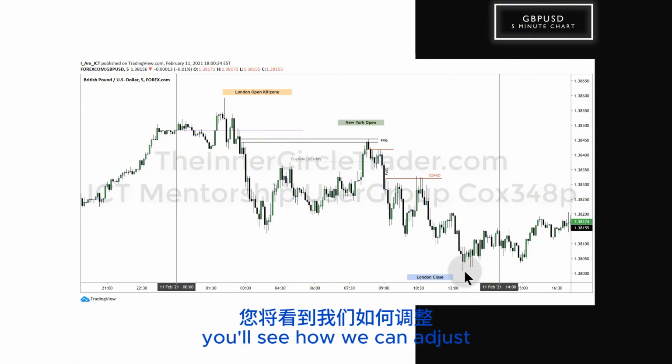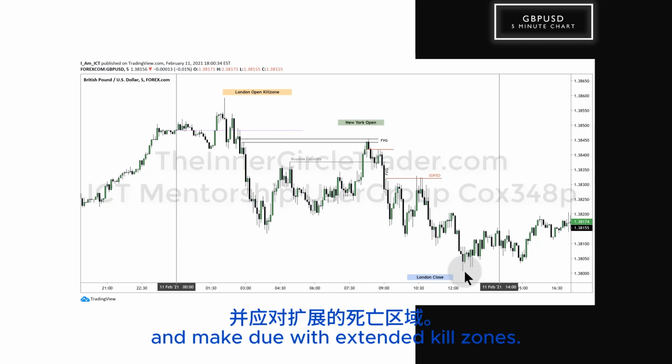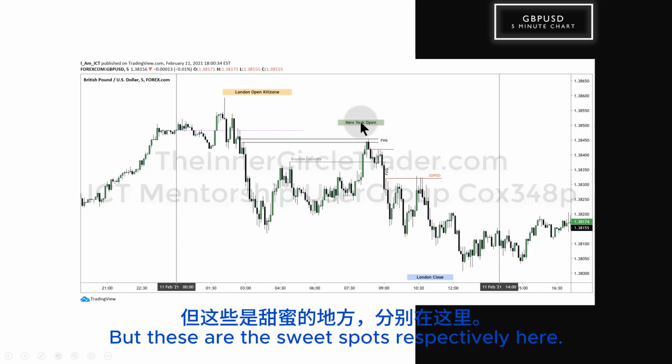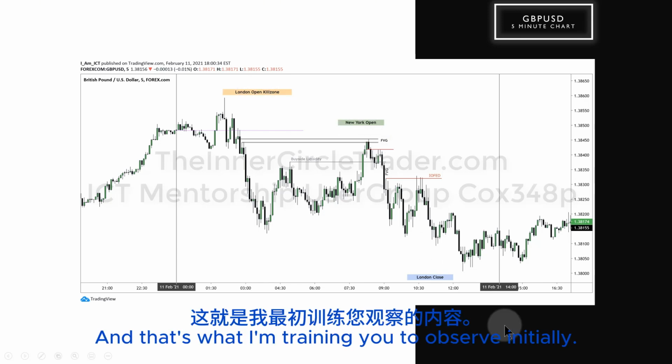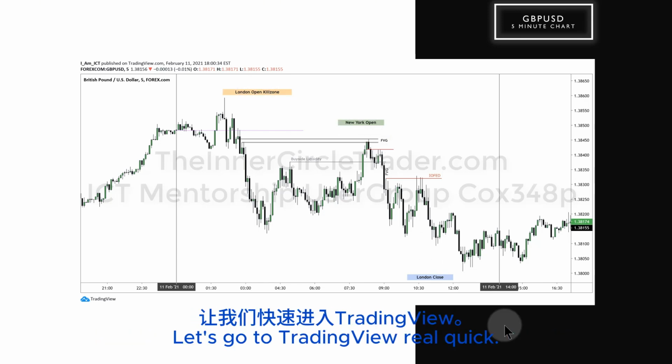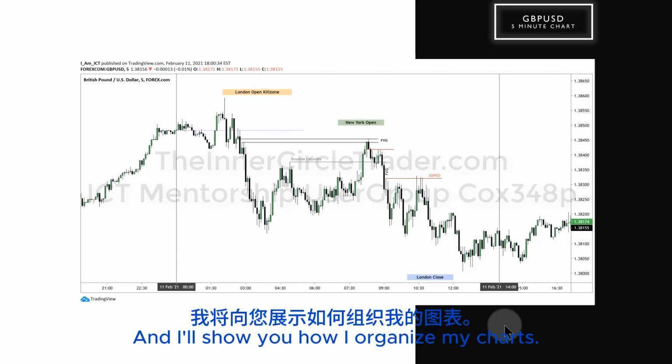Later on in the content, you'll see how we can adjust and make do with extended kill zones, but these are the sweet spots respectively here, and that's what I'm training you to observe initially. All right, let's go to TradingView real quick and I'll show you how I organize my charts.